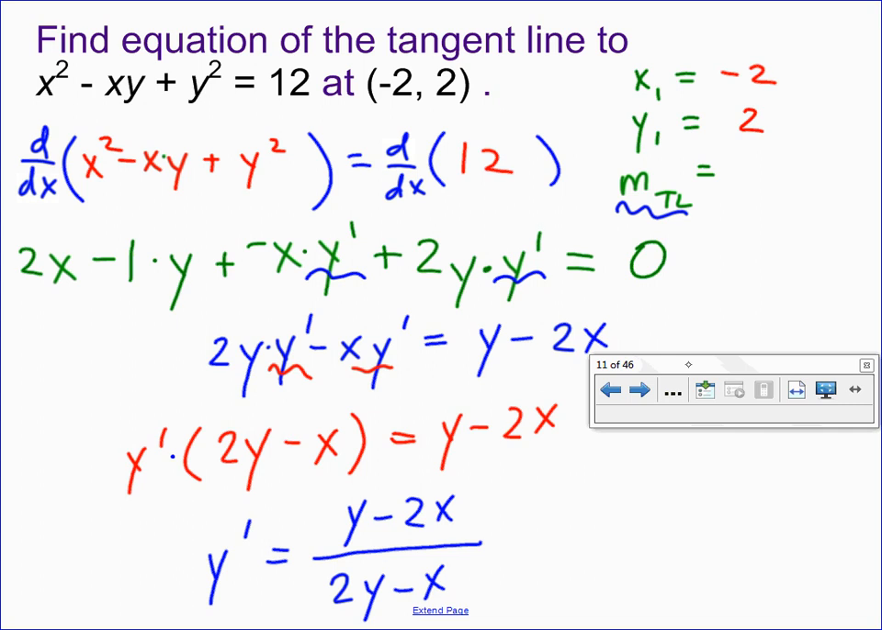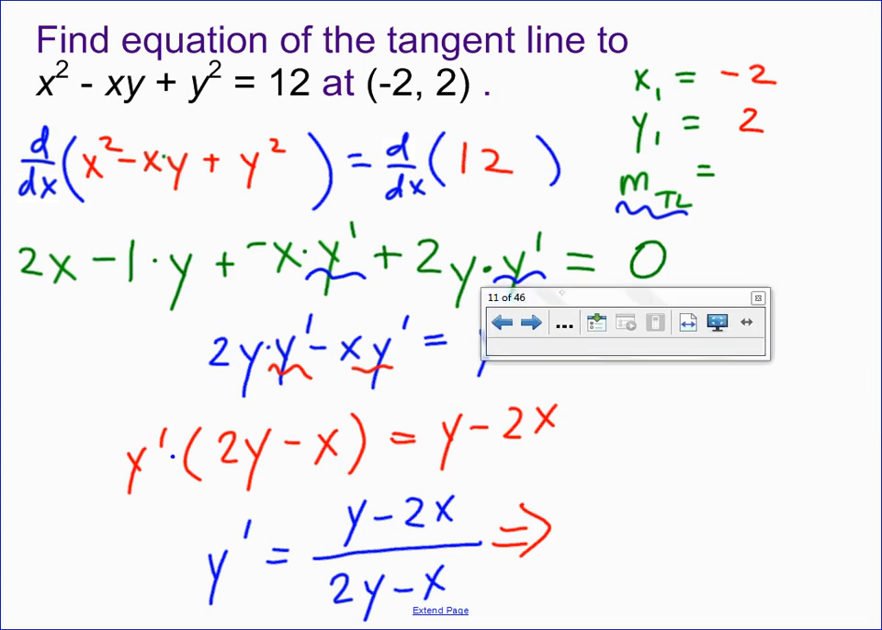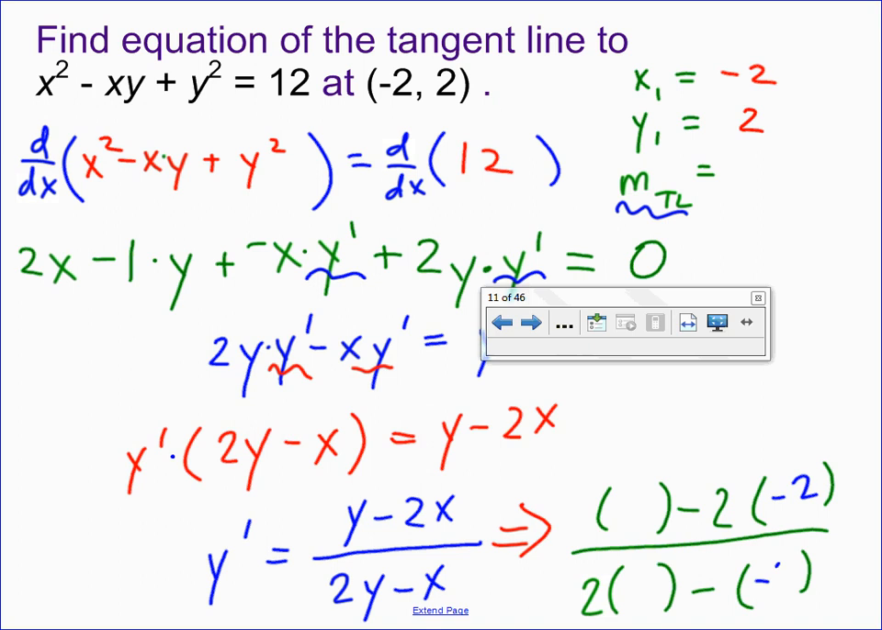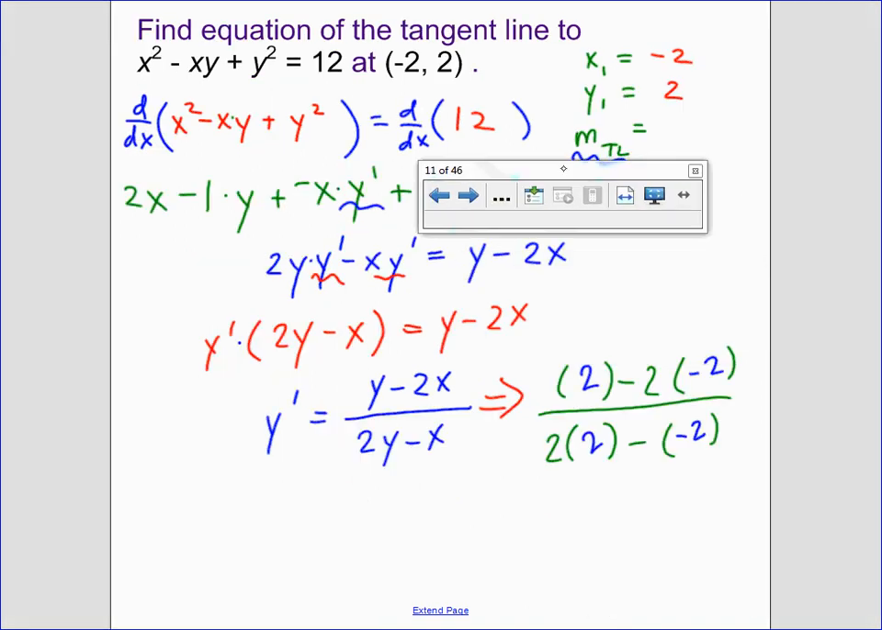Which means that my slope of the tangent line will be gained by evaluating my y prime, my first derivative relation, at the point negative 2, comma 2. Let's do it. So we'll go ahead and evaluate this now at my point of concern. So I get y minus 2x over 2y minus x, evaluated when x sub 1 is negative 2, and y sub 1 is 2. Let's see what we get for that. So I'm getting 2 plus 4, that's 6, over 4 plus 2 is 6. So you guys getting 6 sixths?